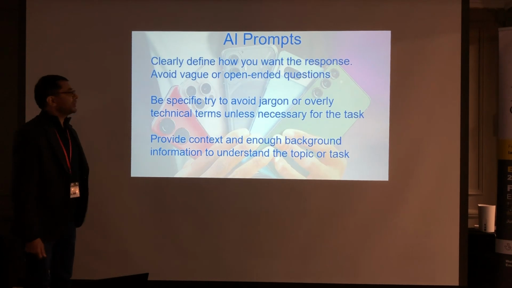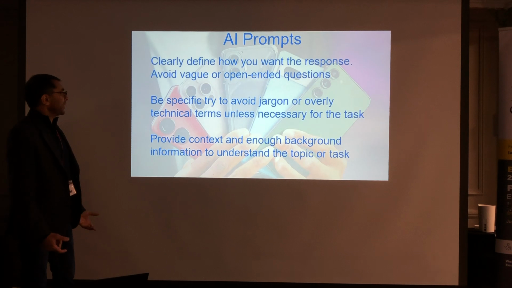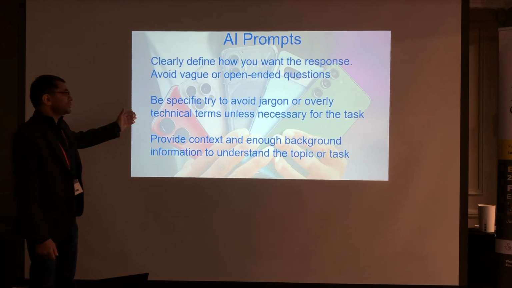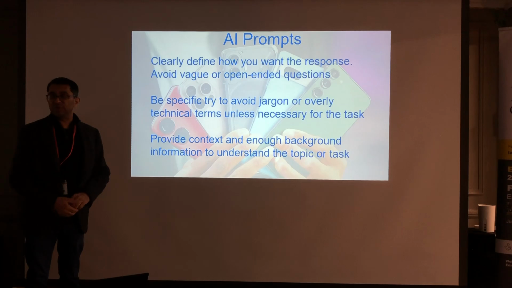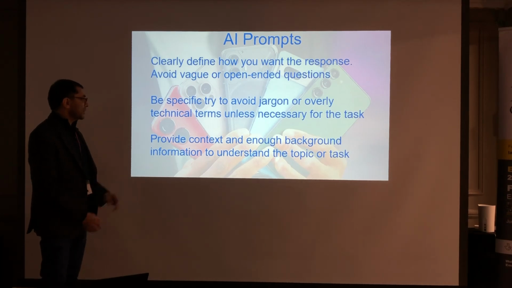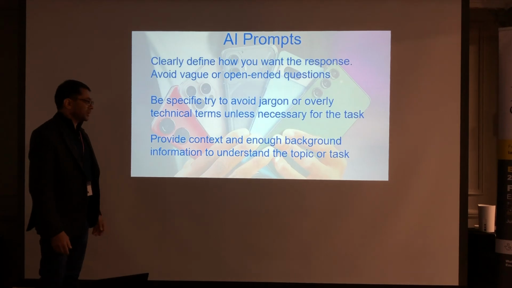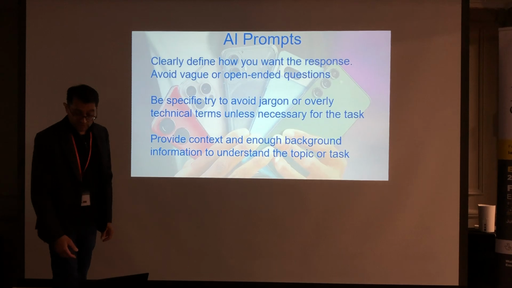Yeah, try and avoid open-ended questions. It doesn't really understand those. Don't be vague. Try to avoid using jargon or technical terms unless they're important for the task. If you're asking for help with something that is technical, you might have to use a technical term. Provide context and background information so the AI agent understands the task that you're trying to get help with.